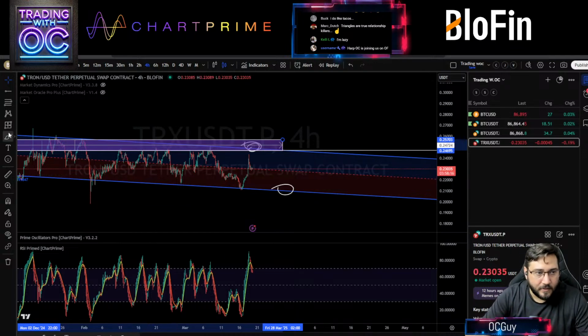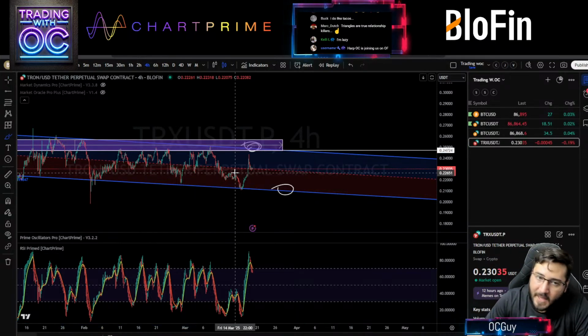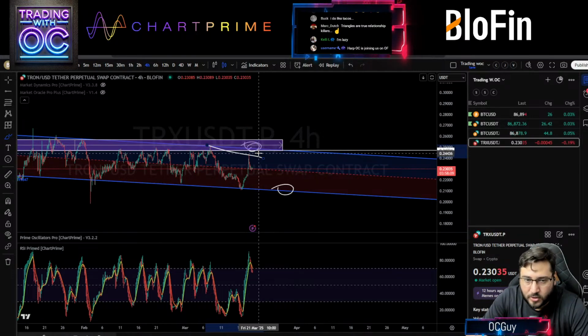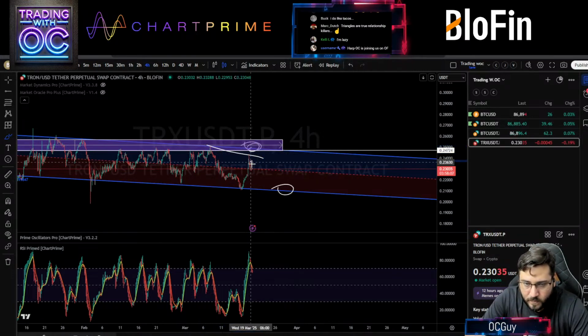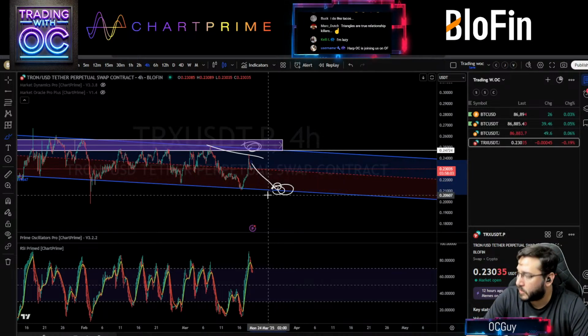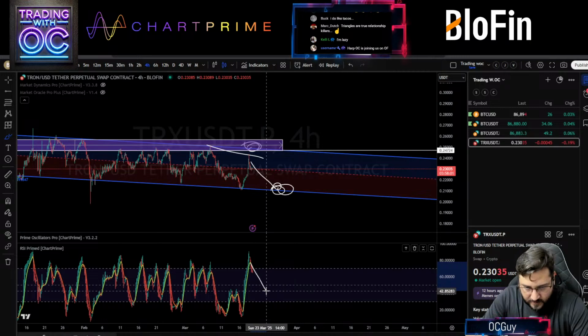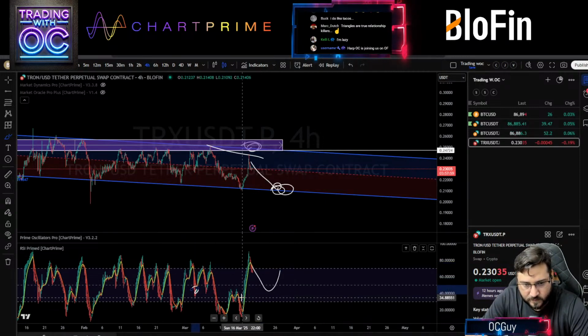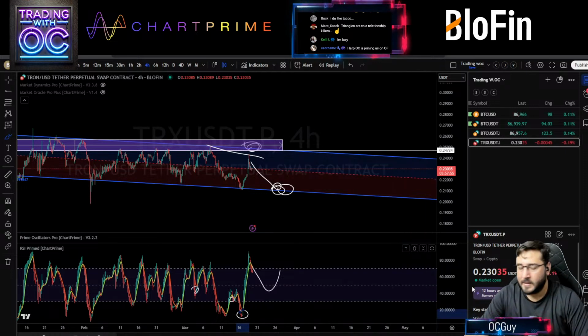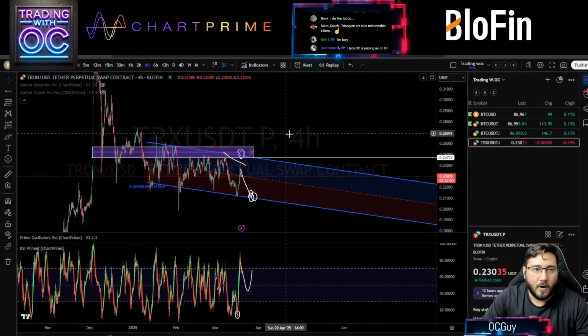There is a little caveat here that we could be making a lower high. If we miss the short entry, that's fine. You just let it go. And then we're going to be looking for what? Our long entry. What are we looking for there? Tiny candles, tiny candles, tiny candles. All right. So that's what we got right now on the 4 hour.